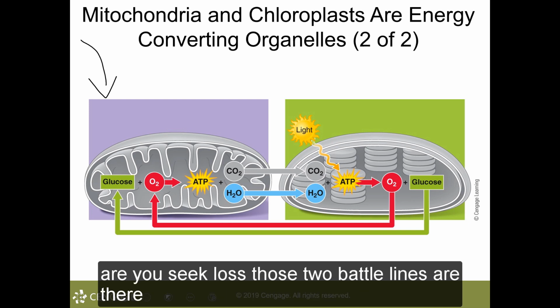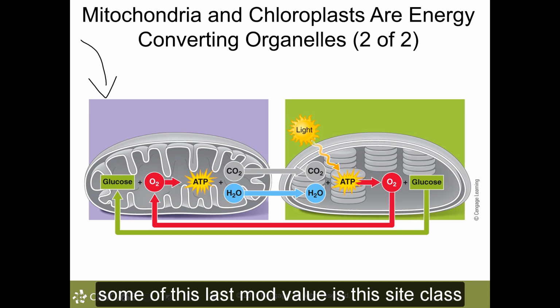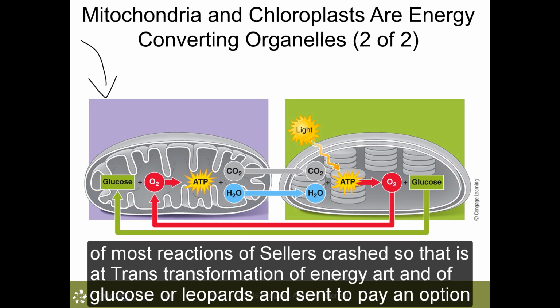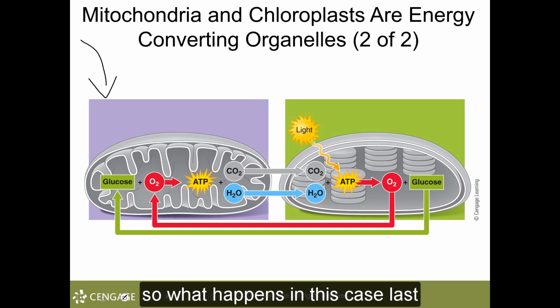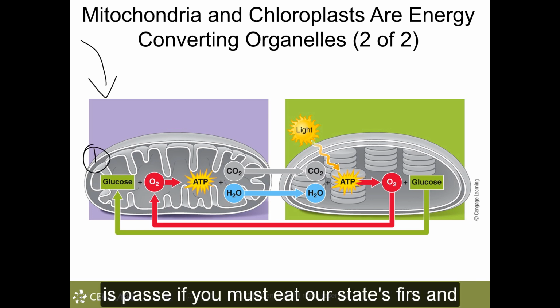So the mitochondrion is the site of most reactions of cellular respiration. That is the transformation of energy originating from glucose or lipids into ATP, that molecule of energy. What happens in this case is, you must eat. First things first, eat. Provide your body with glucose.